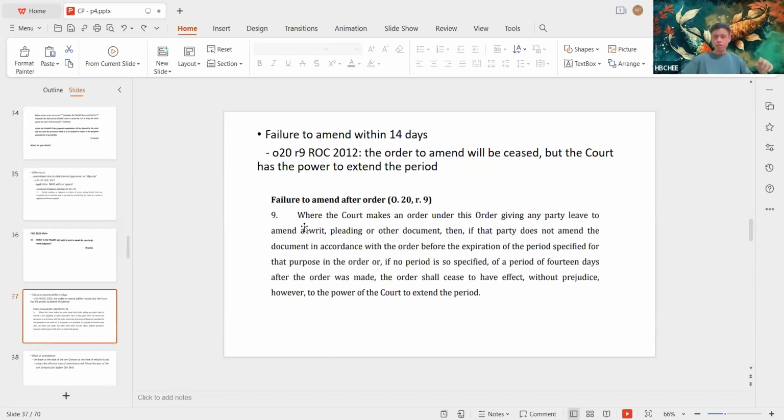The problem is, now we are coming to the problem. When you fail to amend within 14 days, under Order 20 Rule 9, if you fail to apply for amendment after 14 days, it is deemed that you waive your right to amend already. But anyhow, the court has the power to extend the period. This is given in Order 20 Rule 9.